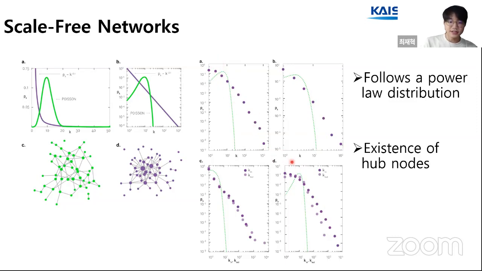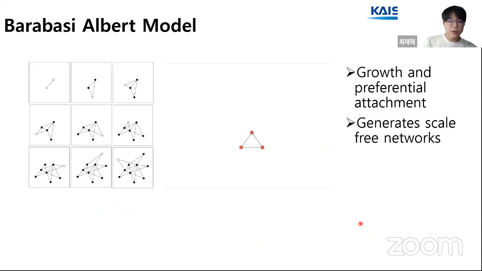Nodes with higher degrees, or at the end over here, are known as hub nodes, which are connected to many other nodes and have a high degree. The Barabasi-Albert model is one that can generate scale-free networks. The Barabasi-Albert model has two characteristics: growth and preferential attachment.